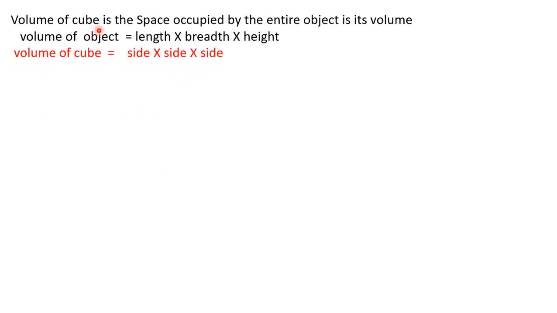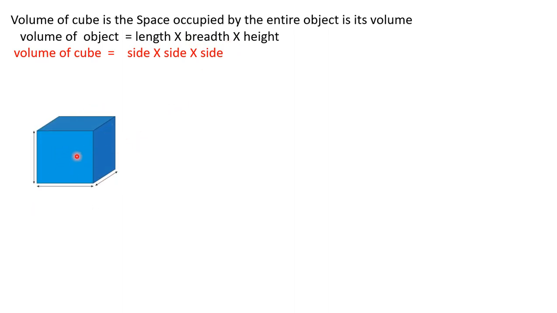As we know, the volume of an object is the space occupied by the entire object. So we can say the volume of an object is the product of its length, breadth and height. So we can say the volume of a cube is side into side into side. That is, in a cube the length, breadth and height are all equal. As I said, all three dimensions of a cube are equal, so the volume of a cube is side into side into side.